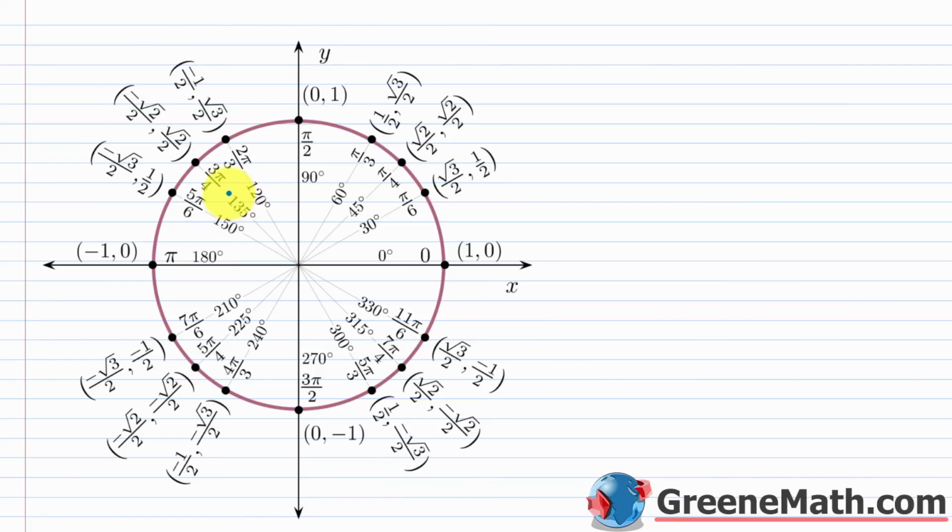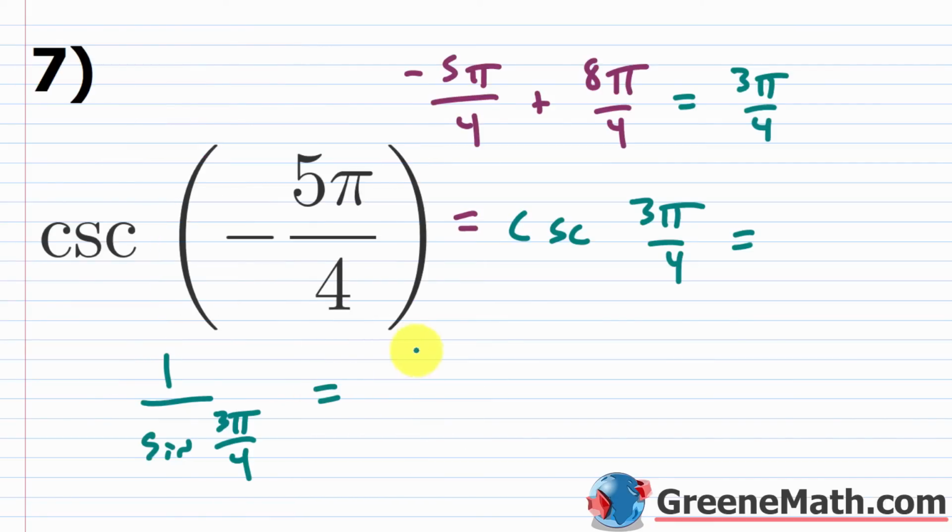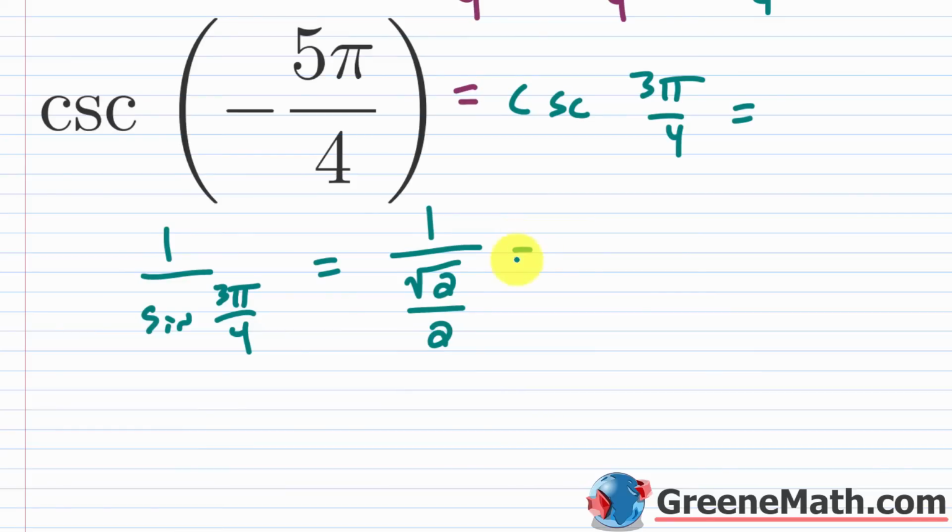So 3 pi over 4. So we go right there. So the y coordinate there is square root of 2 over 2. So we'll come back up and say this is equal to 1 over the square root of 2 over 2. And so this is going to be equal to, I'm just going to find the reciprocal of this. So this is 2 over the square root of 2.